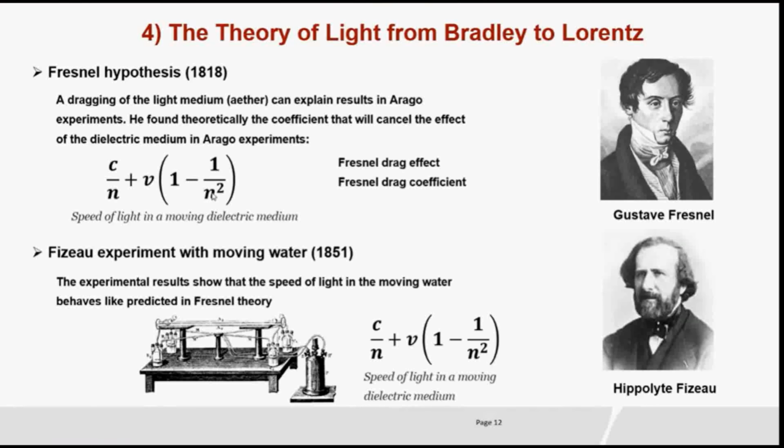So he got this equation. In the medium that is moving with the velocity v, the speed of propagation of the wave will be of that form. Then in 1851, Fizeau, another French scientist, did this experiment with moving water, where he analyzed the speed of propagation of light in the moving water. And he found that it is in agreement with what Fresnel got, that the speed of propagation is modified by the motion of the water, and looks similar to this equation.